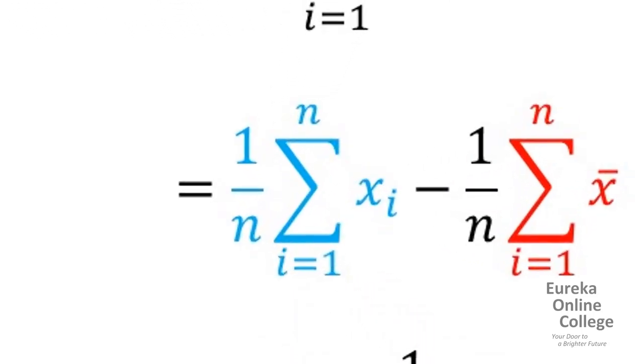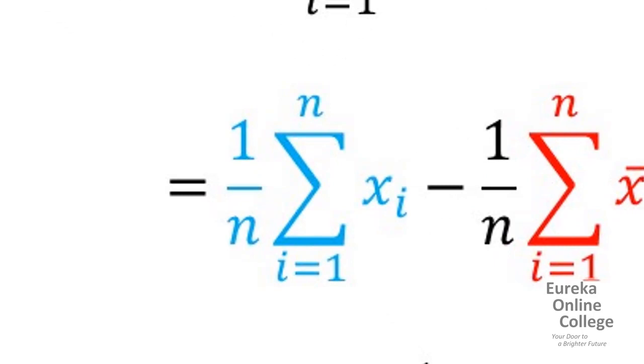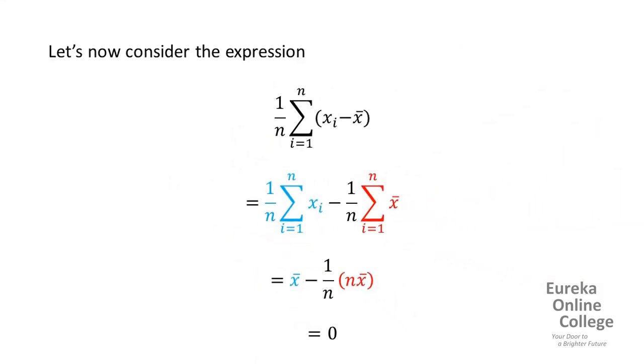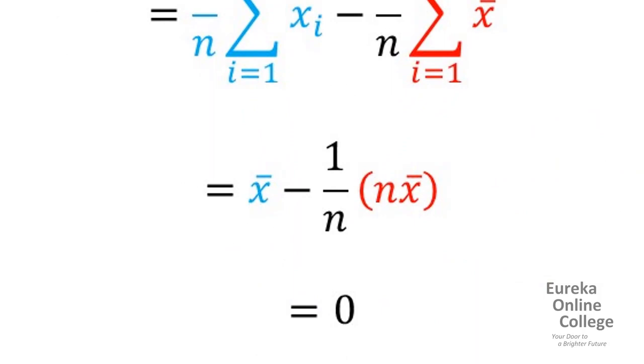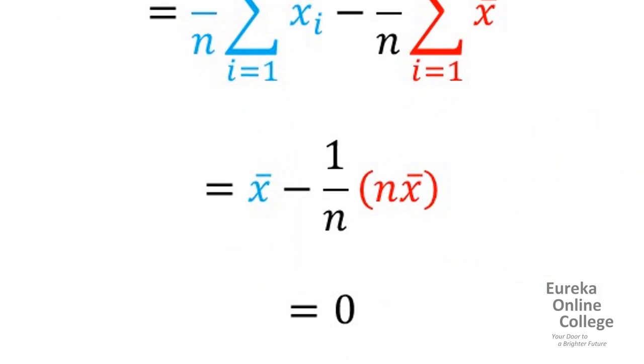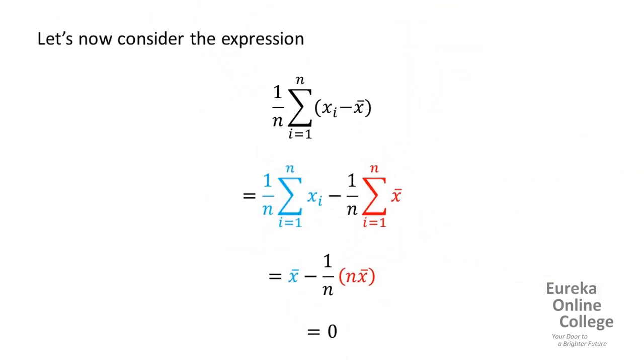Now if you look at the expression in blue, that is 1 over n times the sum i running from 1 to n of xi. That is exactly the expression for x bar. So on the line below, you can see that I've replaced that blue sum, including the 1 over n, with x bar, because those two expressions are the same.